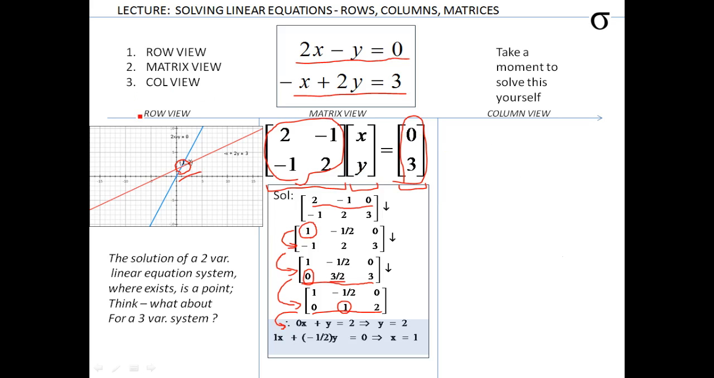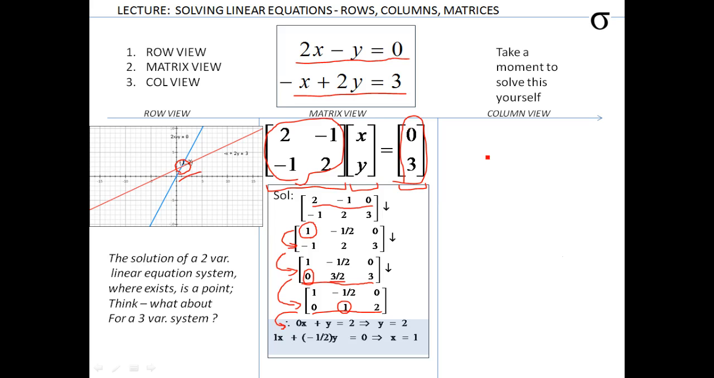So row view, to summarize, yes, it's very straightforward, but it has limited utility because as the system of equations becomes more and more complex, it becomes very tedious to use this. While the matrix view is very amenable to scalability in terms of the dimensions.